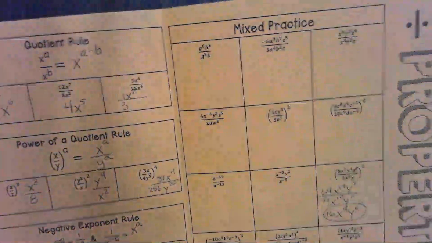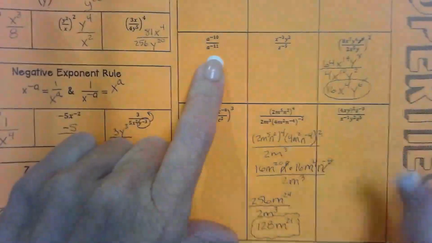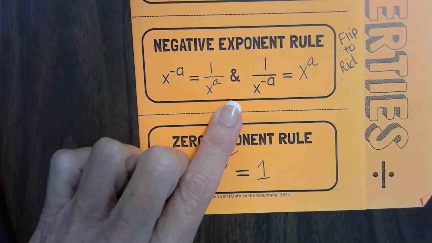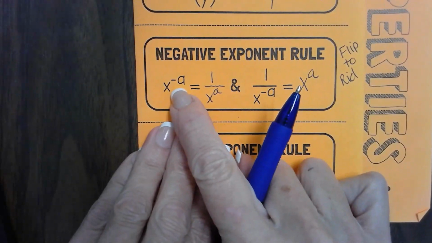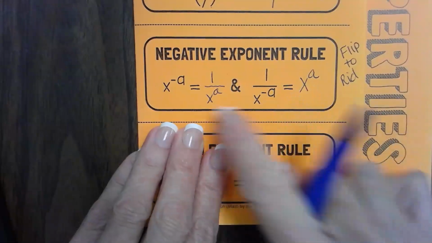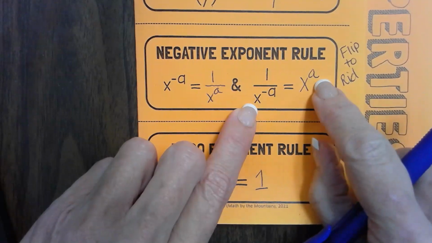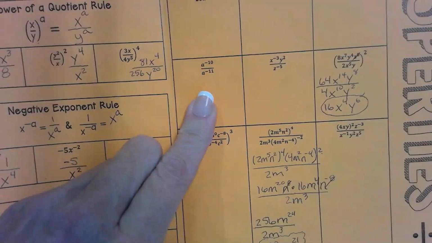Good there? All right, let's do a couple on the division. Okay, negative powers. What's our deal with negative powers? Flip to red. So if we have a negative power on top, we bring it down and it's positive with the base. If we have a base to a negative power on the bottom, we bring it up and we can make that power positive.